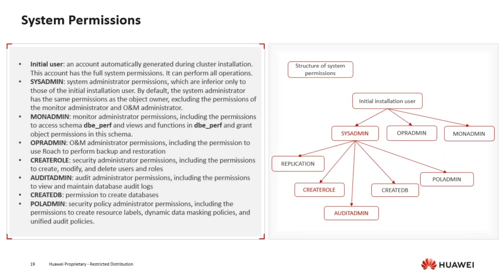This diagram shows the default hierarchy of a system privilege in GaussDB. Higher level privileges automatically have all the capabilities of lower ones. At the very top is the initial user with full super user powers. Right under that is the sysadmin privilege. Sysadmin has some commonly used sub-privileges under it, like create role, audit admin, createDB, and so on.